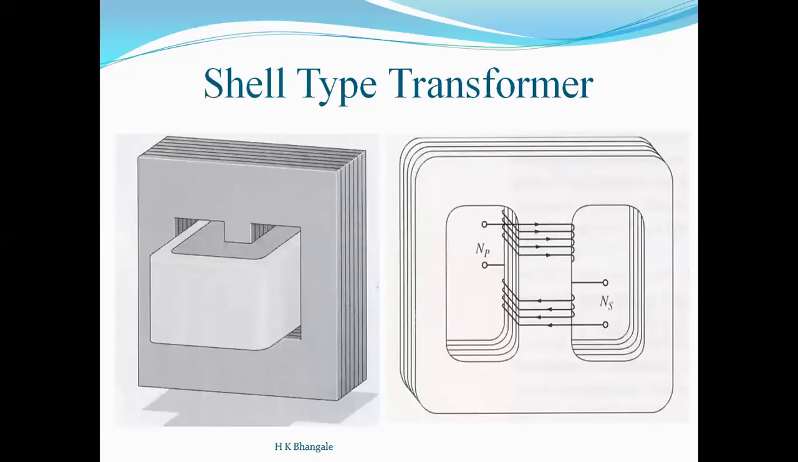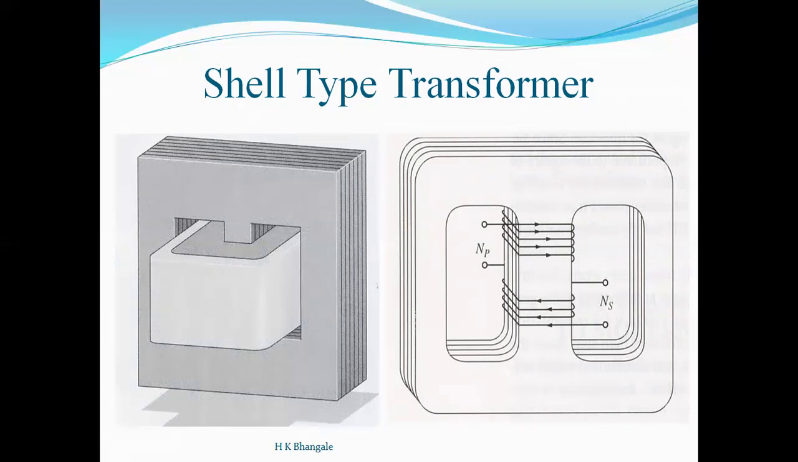Next is the shell type transformer. Here the diagram shows the shell type transformer. It has a double magnetic circuit. The core has three limbs. If you observe, in the last type, the core type transformer, only two limbs are there, but here three limbs are there. This is the first limb, this is the second, middle one, and this is the third limb. The core has three limbs.